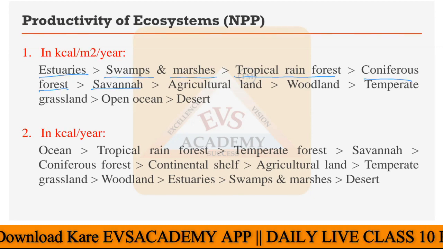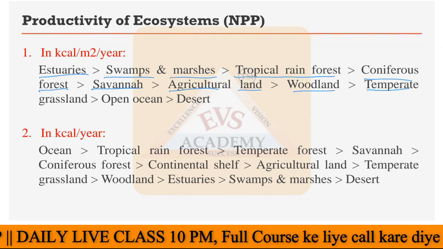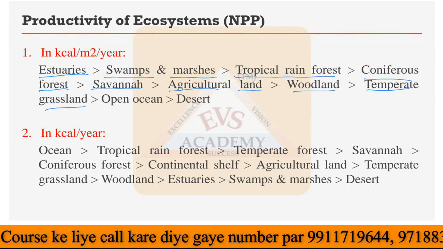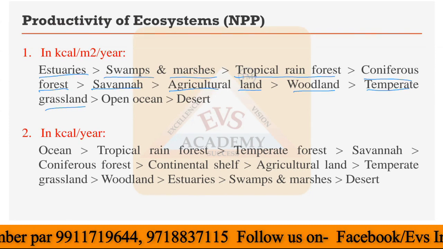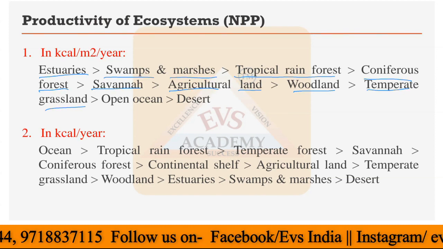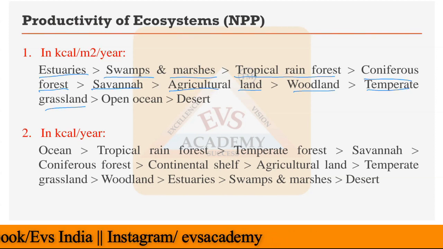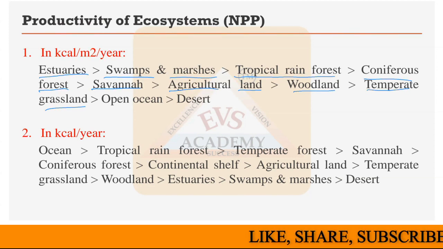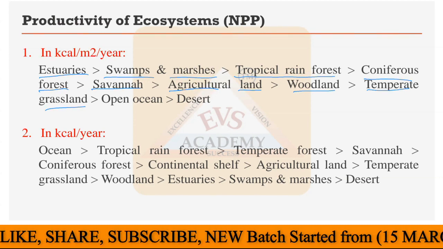Then we have the agricultural land, then the woodland, the higher tree lands you can say, then temperate grasslands. After a particular height, you cannot see any trees because at that altitude they cannot survive. So you can generally find these places in very high altitude zones, especially in India, in Uttarakhand and Himachal Pradesh only. Then the remaining grasslands you can find in the European region, because of high altitude and low temperature.